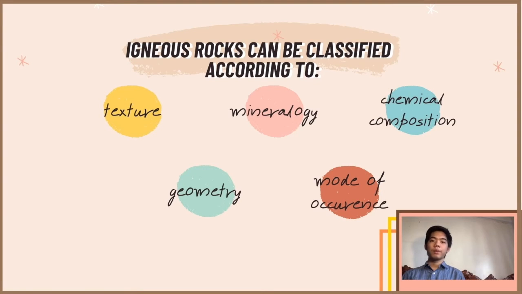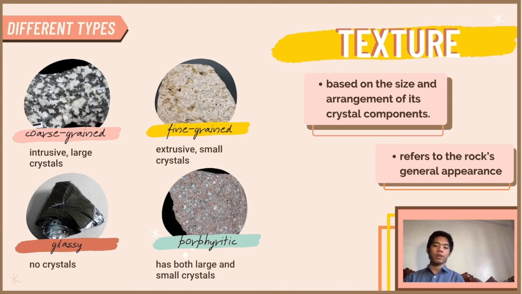Igneous rocks may be classified according to texture, mineralogy, chemical composition, geometry, and mode of occurrence. However, they are most often classified according to texture. Texture, in terms of rocks, refers to the rock's general appearance based on the size and arrangement of its crystal components. There are several different textures, but we will just briefly touch upon the four most common ones.